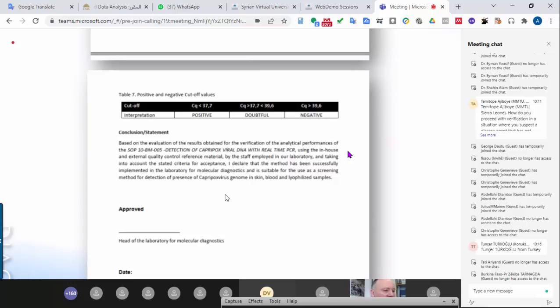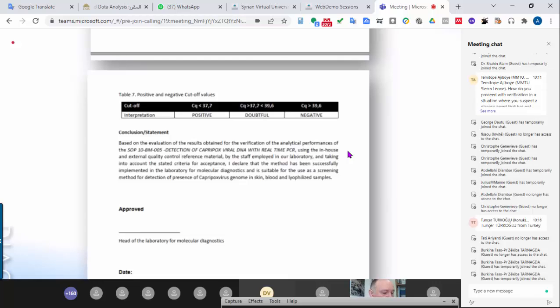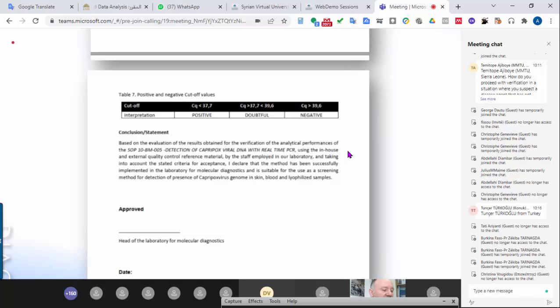And then at the end you state that it is suitable for use for screening, so you define for which purpose. So it's a screening method for detection of the presence of capripox virus genome in skin, blood and lyophilized sample. This is also, as we mentioned previously, important to state because we use this kind of sample as a reference material.